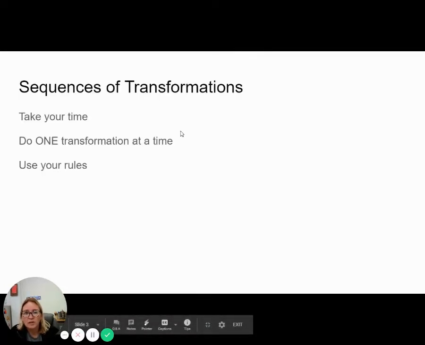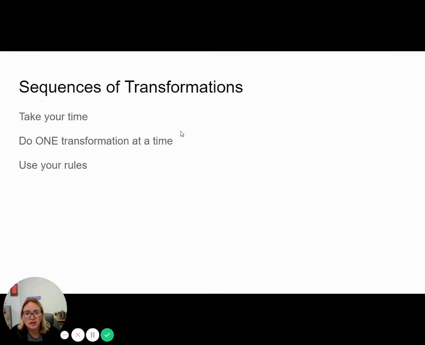One of the things I really want to emphasize is take your time. You're going to do one transformation at a time, use your rules, and I would even say, please write stuff down. Okay, there's too many places to mix up your X and Y values and your positives and negatives as we're going through and doing these rules. So if you're not writing them down, you're actually making it harder for yourself to be accurate. Okay, so I would highly suggest writing them down. So gather your rules and we're going to start working through some of these sequences of transformations.